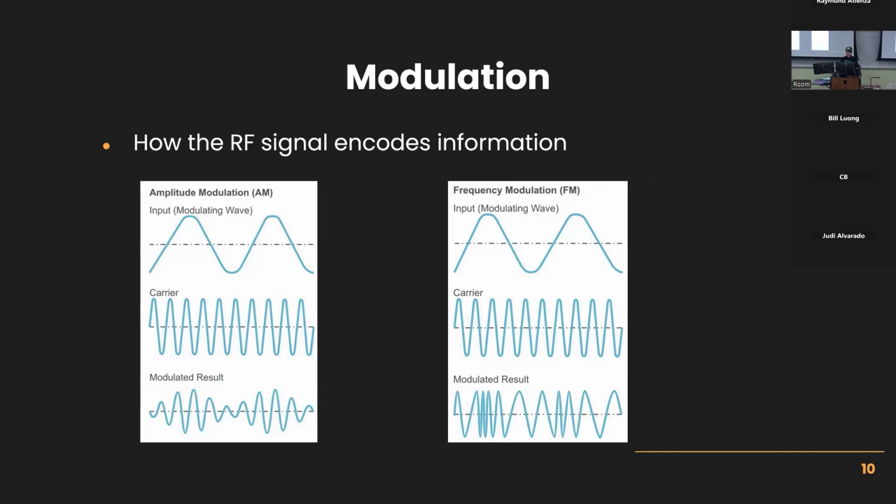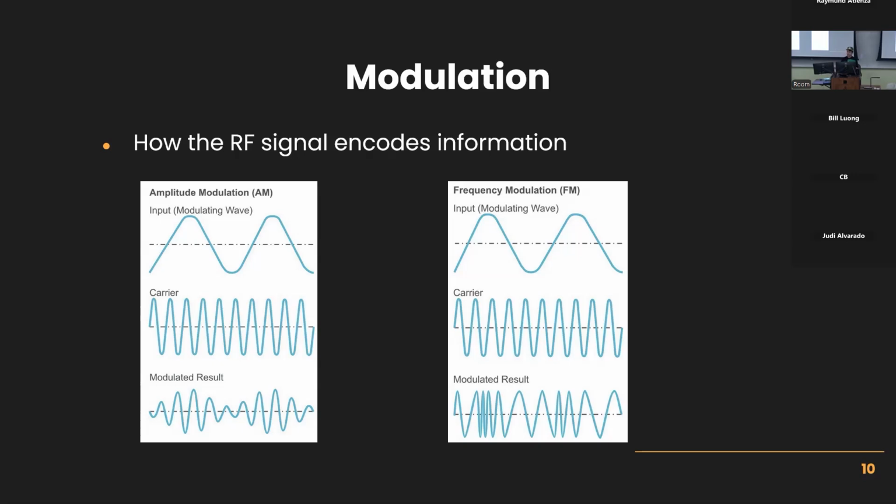And this is just how the RF signal encodes information, because while it's great to know that RF signal moves data, we don't actually know how it carries that signal. So you can also regard modulation as the carrier of RF signals. The 2 basic modulation methods are called amplitude and frequency modulation.